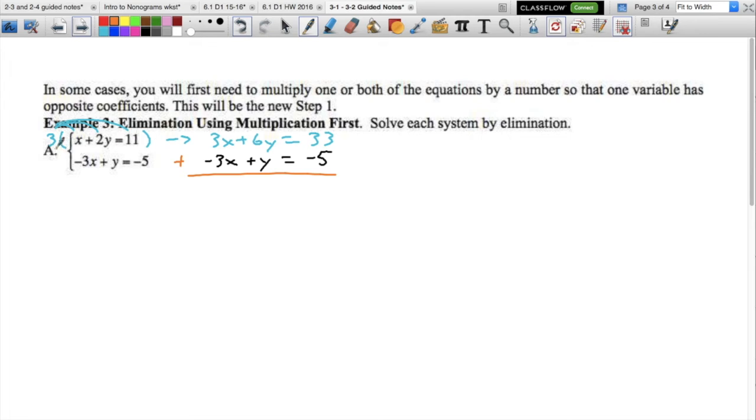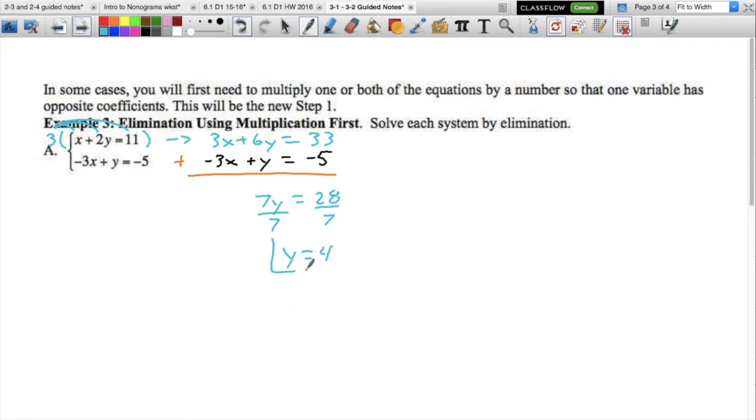I chose 3 because I noticed that if there was a 3, I was thinking it would be nice if there was a 3 here, and because that's a negative 3x. So that's how I could get them eliminated. You're looking for something to cancel the other. And so when I add these together, let's stick with blue. 0x, these are gone. And then we get 7y equals 28. We divide by 7, and y equals 4.